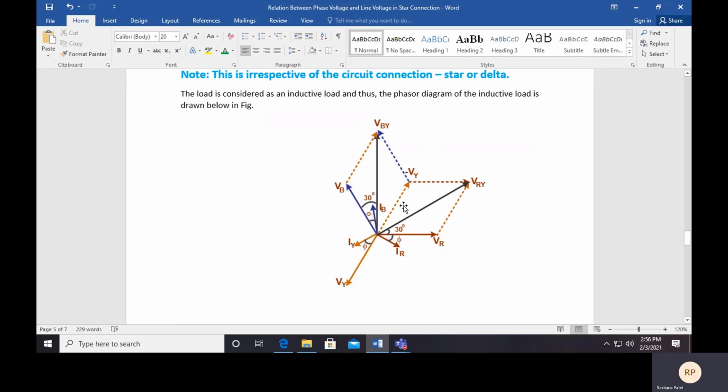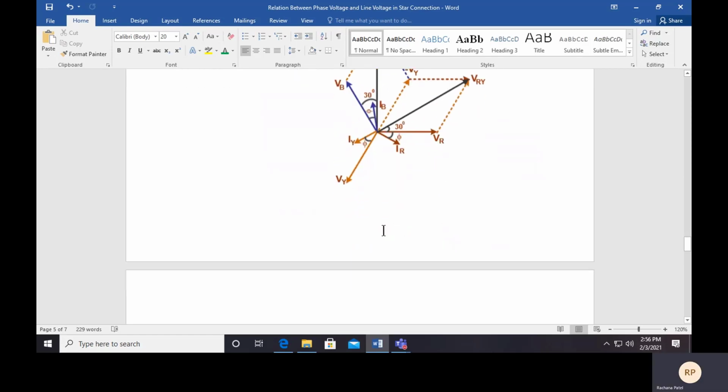Now, the same thing we have already discussed in our previous video, about the relationship of phase and line quantities in star connection. From that, we can easily say that VRY, this is the line voltage, is the phase difference of phase voltage VR and minus VY. So by reversing this VY vector, we get this new position with minus VY value and this is VRY. In the same way, this is VBY. Now, this phasor will help us to find the mathematical relationship. Let me move further.